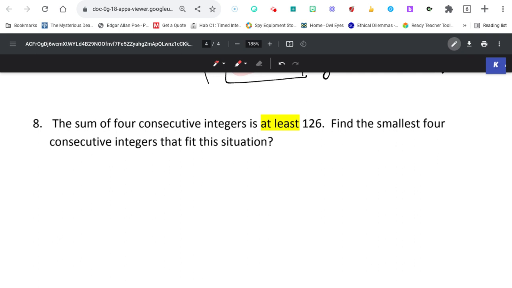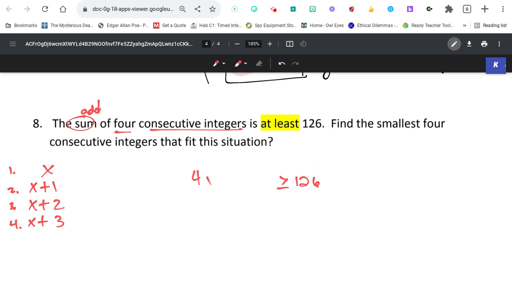Let's take a look at 8. It says the sum, which means I'm adding something, of 4 consecutive integers, which is at least 126. At least means greater than or equal to. So I just need to put my 4 consecutive integers, counting up by 1. That's 1, count up by 1, 2, count up by 1 more, 3, that's 1, 2, 3, 4 of those consecutive integers. Now I'm going to sum them, so I would end up with 4x plus 6. 1, 2, 3, 4 x's, plus 1 plus 2 is 3, 3 plus 3 is 6. I'm just combining like terms, guys, okay?